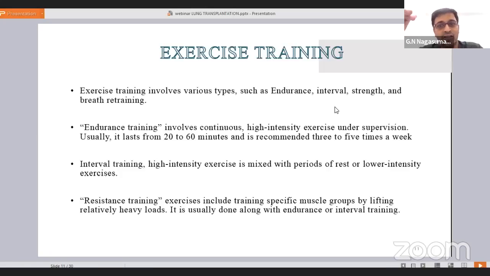Once the patient is comfortably doing the endurance training, even though he is doing high intensity endurance training, we should not prescribe any high intensity exercise training without supervision. So whatever home program we are giving to the patient, that should be low intensity training.